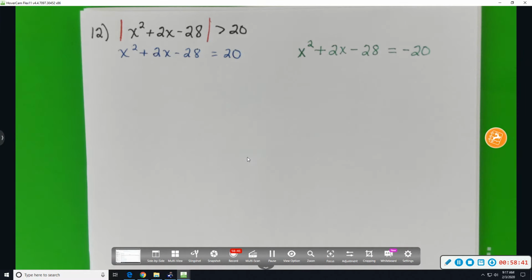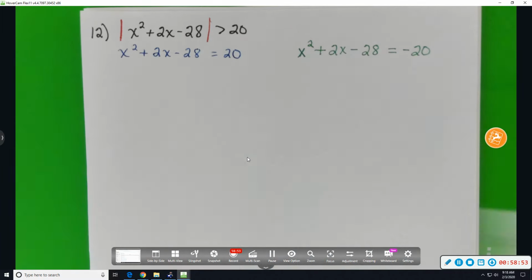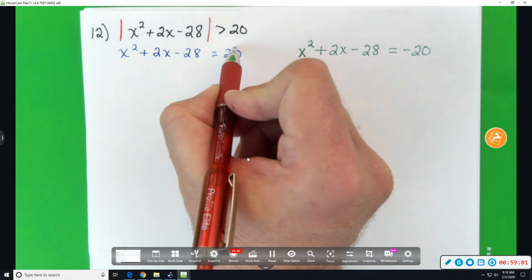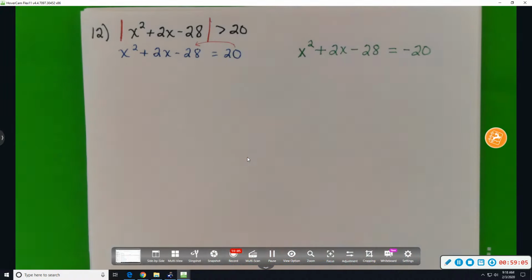So equal positive, equal negative. Well, how does it differ from the one we just did? Well, that other one was linear, so you just get the x by itself. What are we going to have to do here? Okay, you're going to have to get a 0 and factor. Okay, you move the 20 over. This is how you solve those quadratic equations. You get a 0 and then either factor or use the quadratic formula.